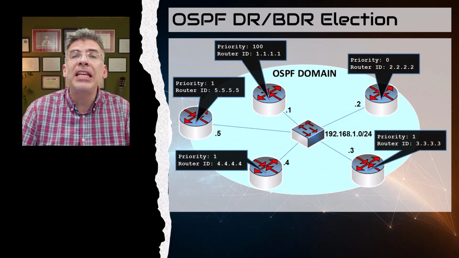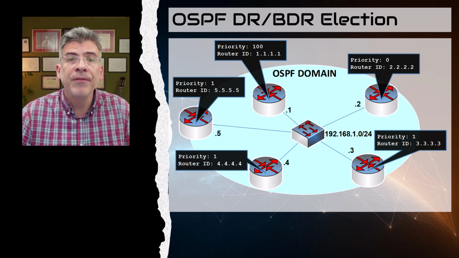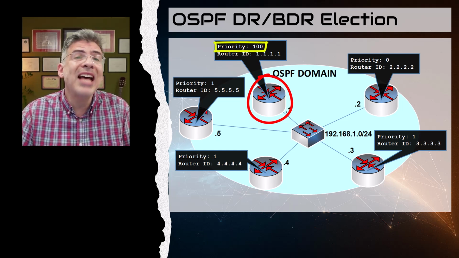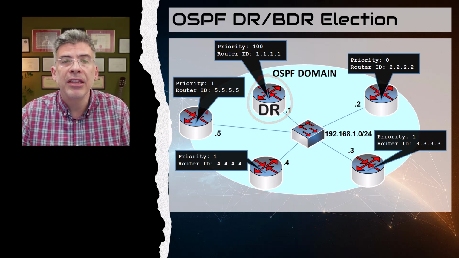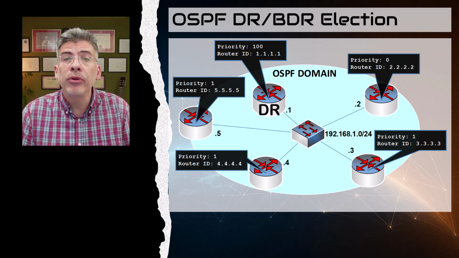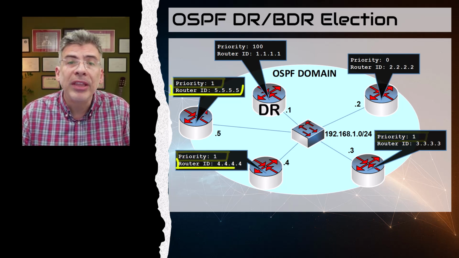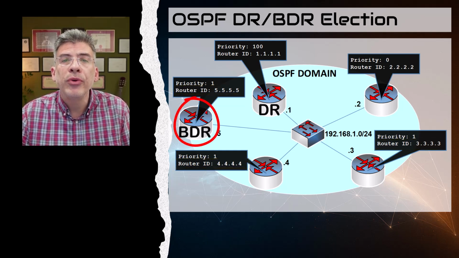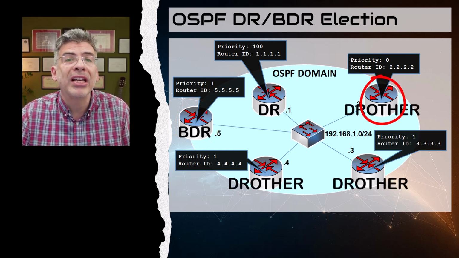So in this topology here, which router will become the DR and which will become the BDR? The first thing that we see is that this router here has a priority of 100, which is the highest priority of all the routers. So this would become the DR in this topology. Then we have 3 routers with a priority of 1. So that's a tie. The highest router ID would then be used, so this router would become the BDR. The rest of the routers become DR others. Notice also that this router here has a priority of 0, so it will never become a DR or a BDR.